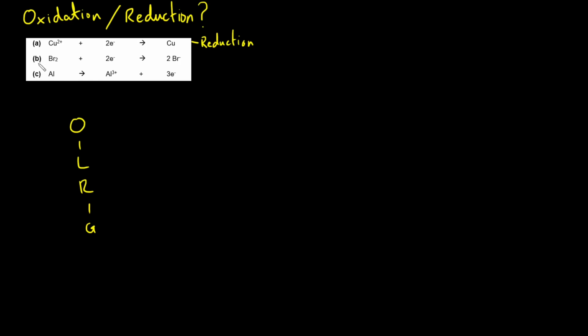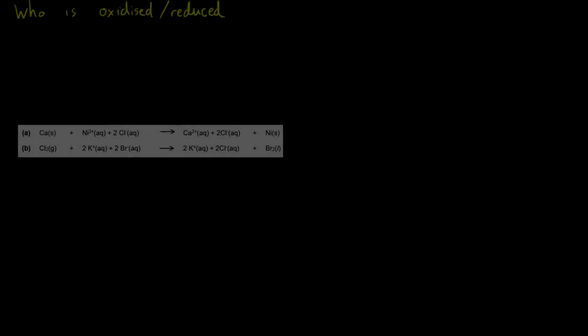Let's look at part B. Similar story here. I'm going from Br to Br negative. How is it doing that? Well, it's gaining negative electrons. The gain of electrons is reduction. Third one, aluminium going to aluminium 3 plus 3 electrons. It's losing the electrons. We've seen this one before now. It is an oxidation reaction because the aluminium is losing its electrons.